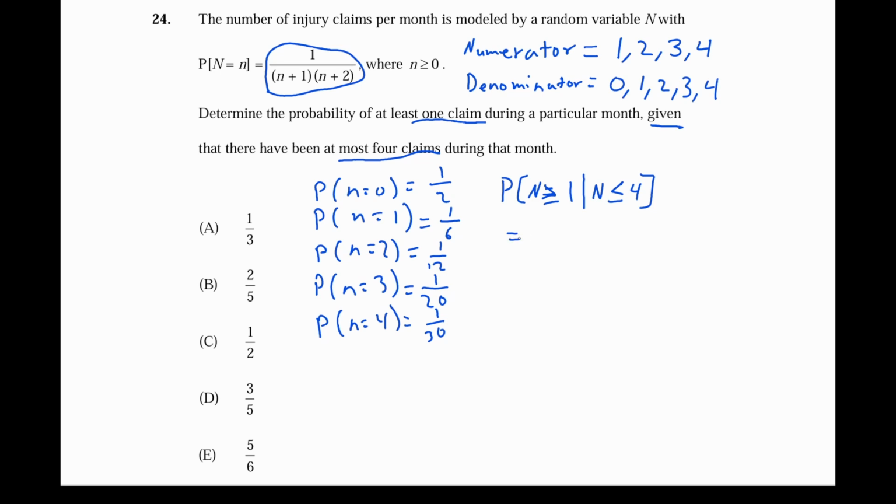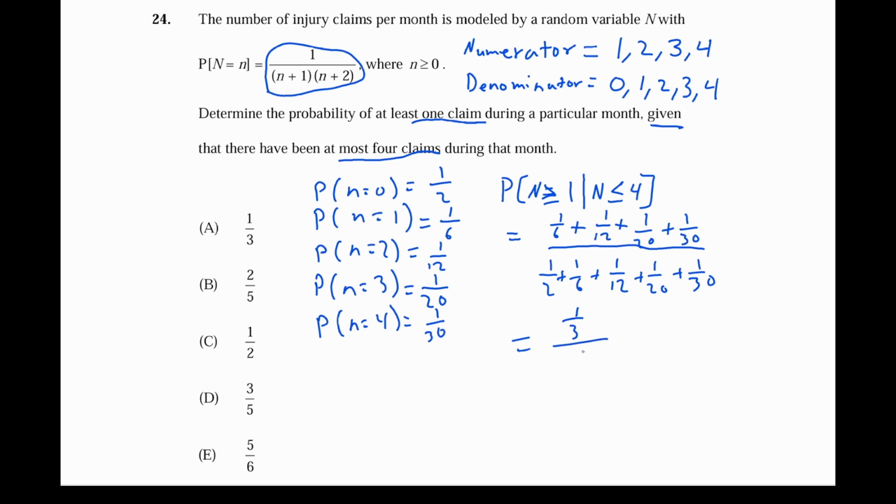And what is that going to equal? So that's going to look like 1 over 6 plus 1 over 12 plus 1 over 20 plus 1 over 30, all over 1 over 2 plus 1 over 6 plus 1 over 12 plus 1 over 20 plus 1 over 30, which is going to end up as 1 over 3 over 5 over 6, and that should result in 2 over 5, making answer choice B our answer.